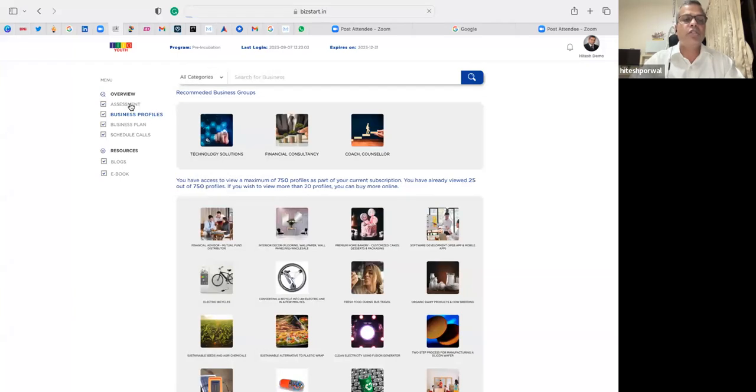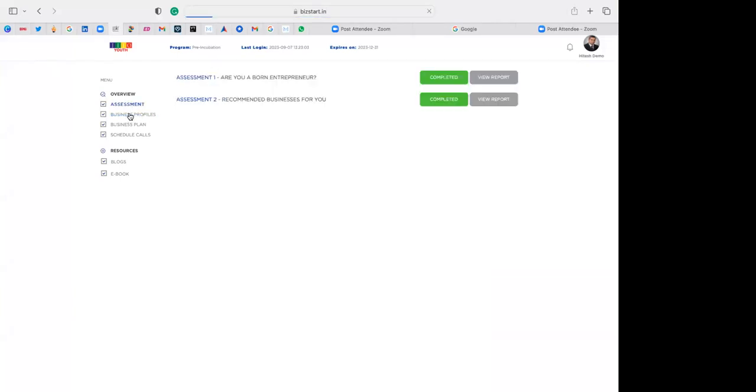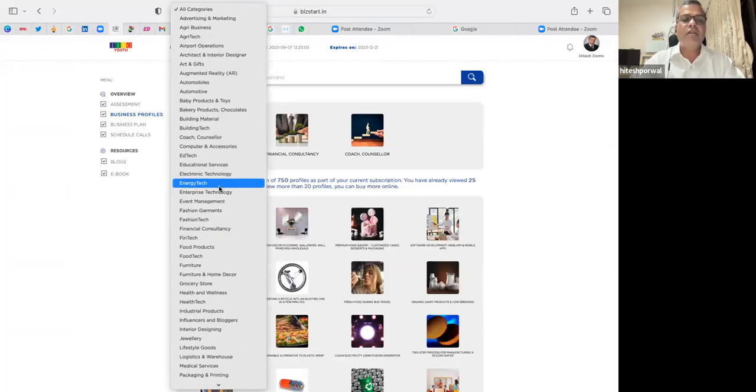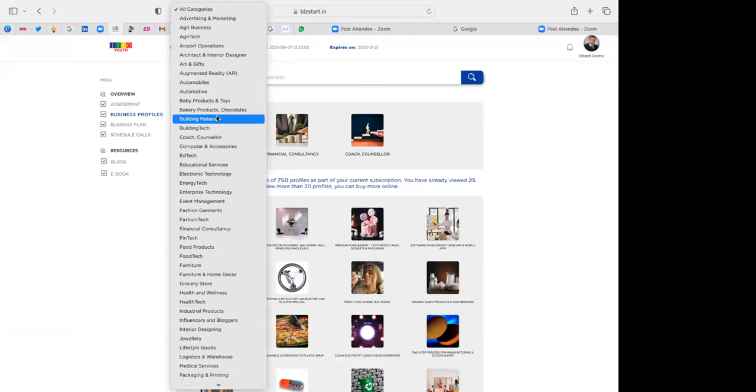Again, just to show you, after assessment, click on business profile, and here you'll see 63 different industries. So based on the interest of your industry.